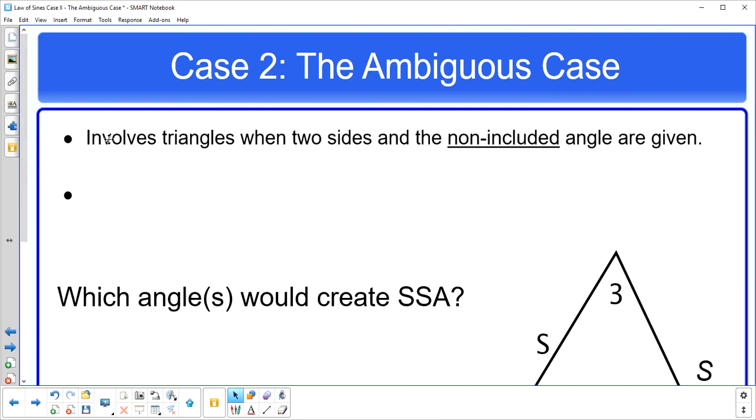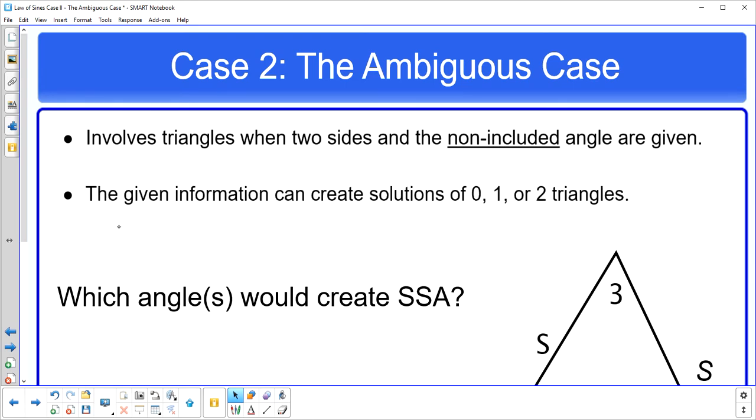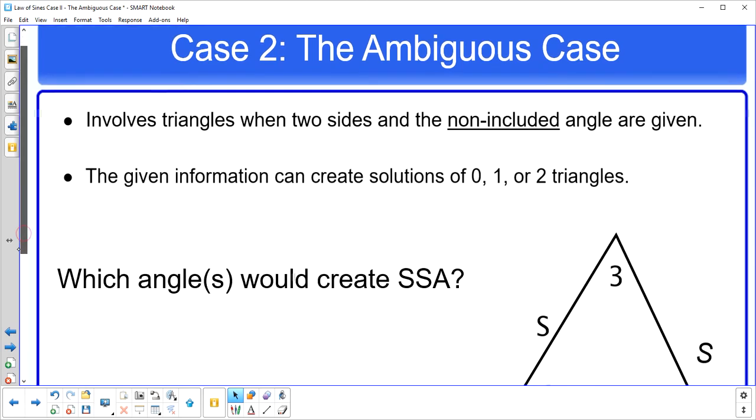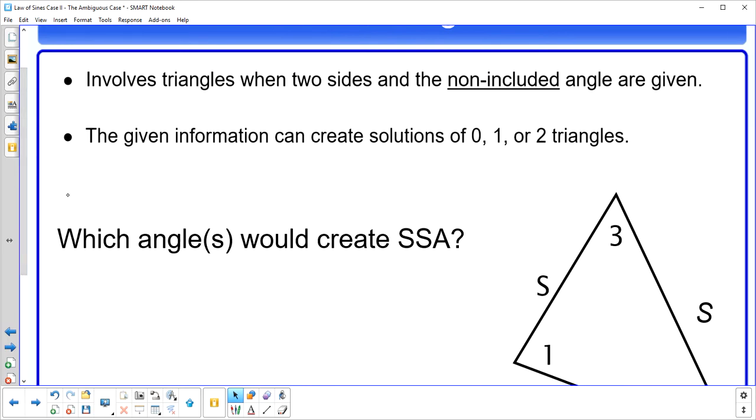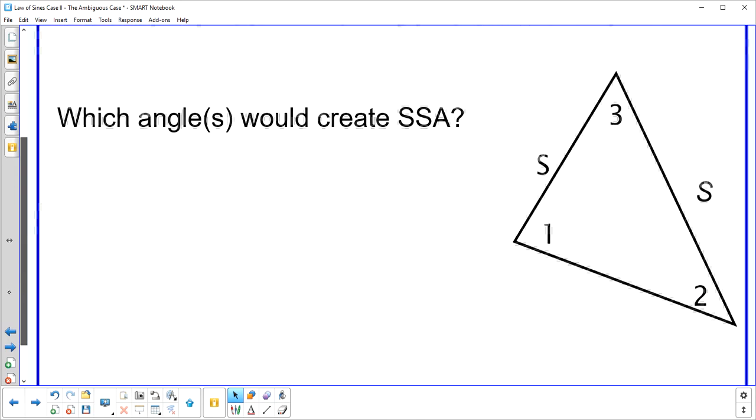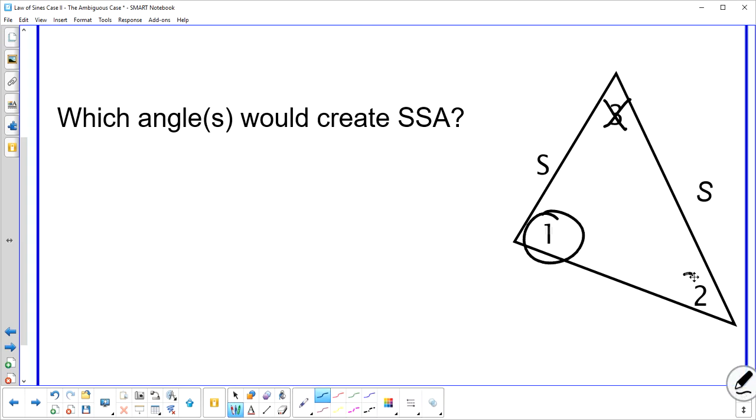Now, the ambiguous case, like I just said, it's 2 sides and the non-included angle. So that non-included angle is very important. And like we said, it will have 0, 1, or 2 triangles. Looking at an example here, if we talk about these 2 sides, the angles it would create, side-side angle, would be anything except 3, because 3 is in between those 2 sides. So we could say that angle 1 or angle 2 would create side-side angle. Okay, so either one of those.